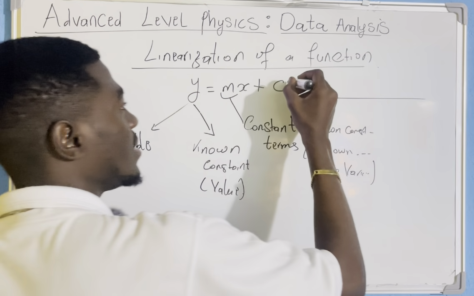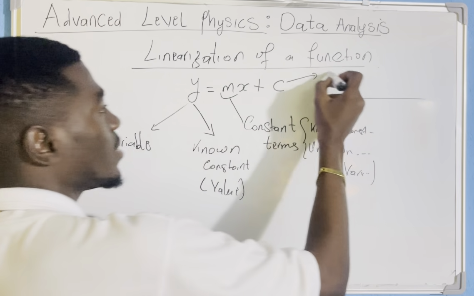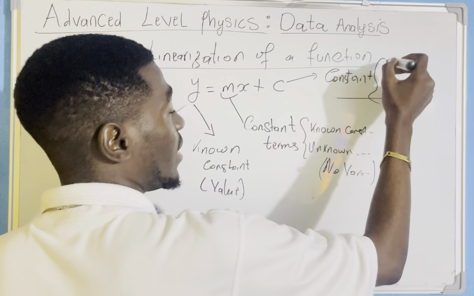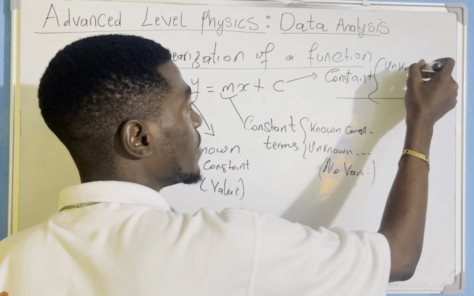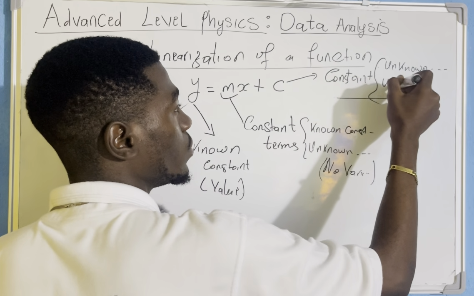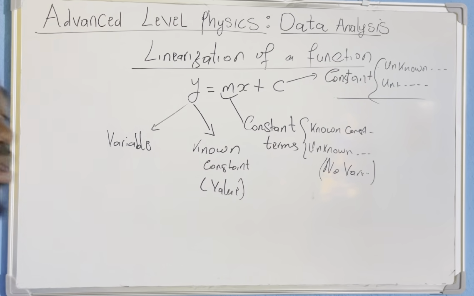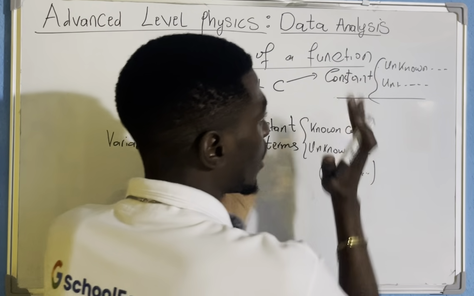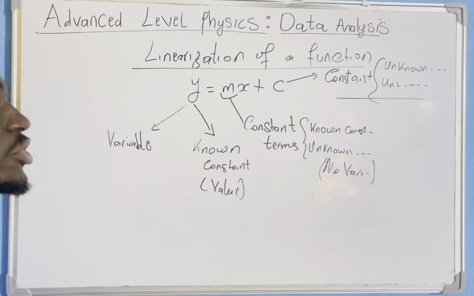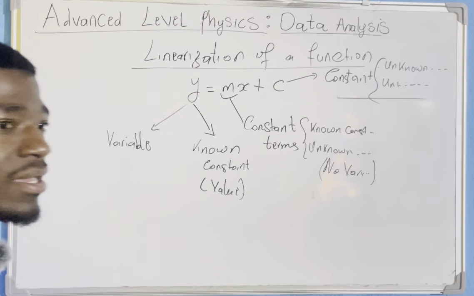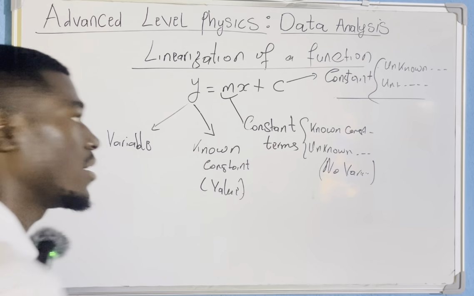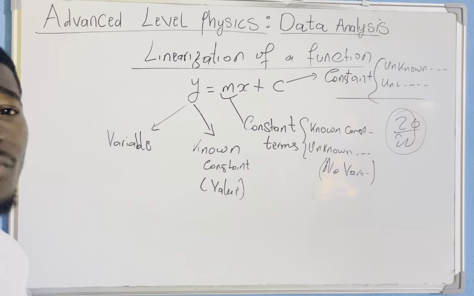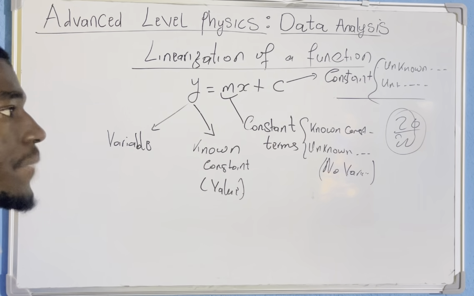Now, c is the same thing. c should be made up of only constant terms. And that constant term can have what? An unknown constant to be determined, and it can also be made up of a known constant that you have the value of. So after linearizing, you should verify all these conditions. With all these conditions, you are sure that your linearization is correct, and from there, you are already on the right way to have your 20 out of 20. That means 10% of your overall physics paper.